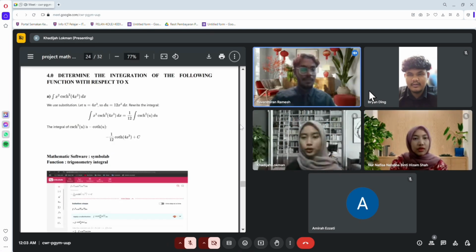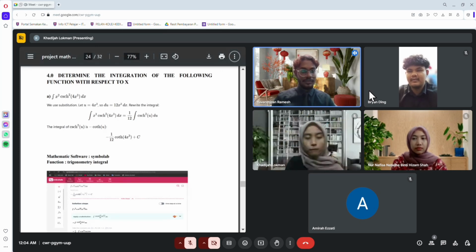We're going to look at question 4.0, which is determine the integration of the following function with respect to x. Okay, A. Let's look at the question. First things first, we've got to substitute. Let u equal 4x cubed, so du equals 12x squared dx. Then we rewrite the integral, and the integral of csch squared u is minus coth u. And then we'll get the answer. We can also use mathematical software such as Symbolab to solve this.